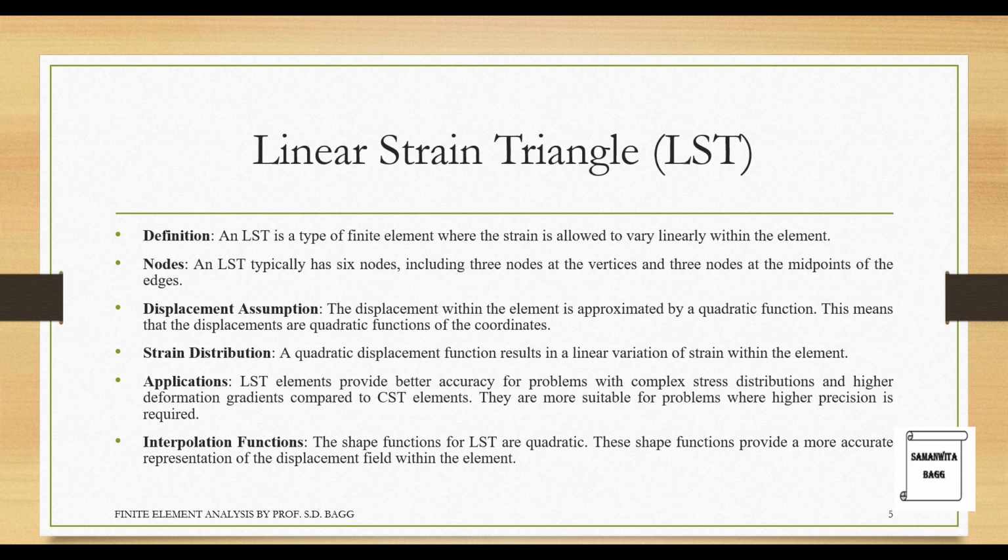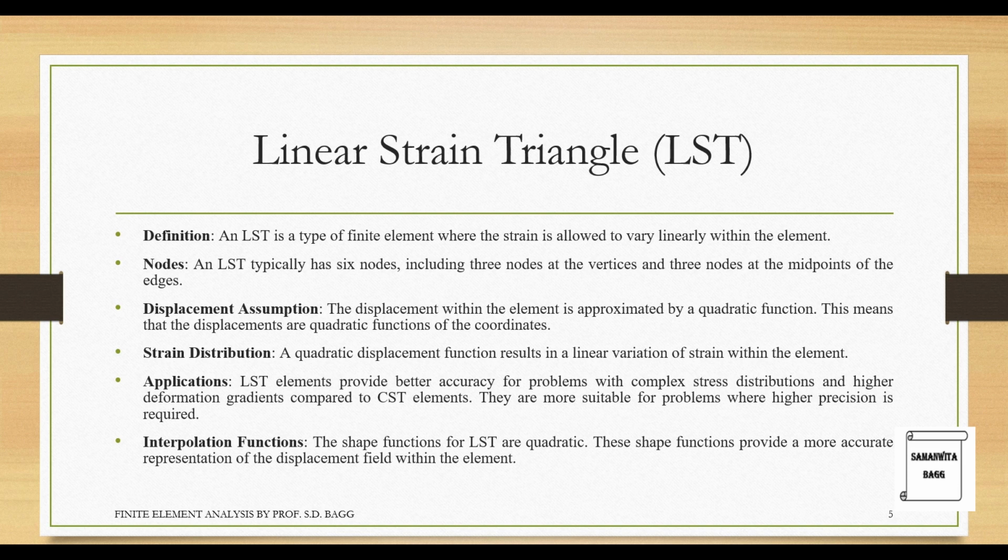So this is about the constant strain triangle. We have already seen the derivation of this constant strain triangle. Next we will talk about the linear strain triangle. It is a type of finite element where the strain is allowed to vary linearly within the element. So this is very important. In the first case, when the strain was constant, here it is going to vary within the element.